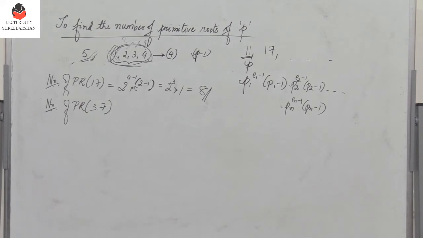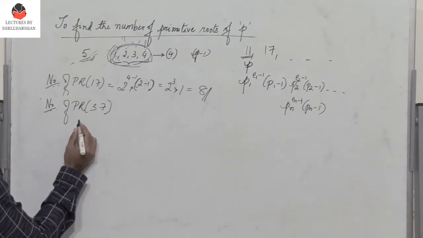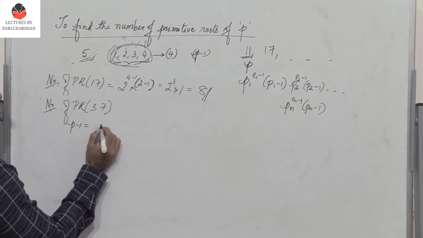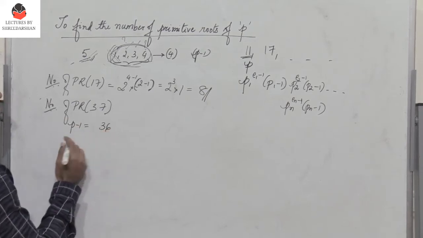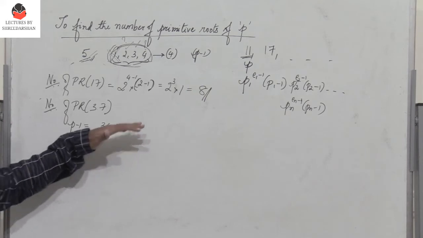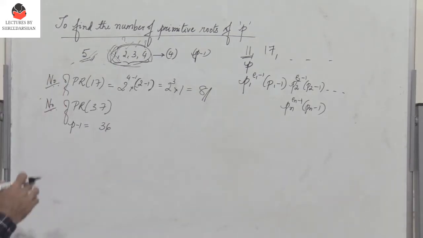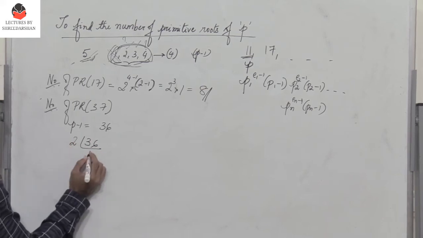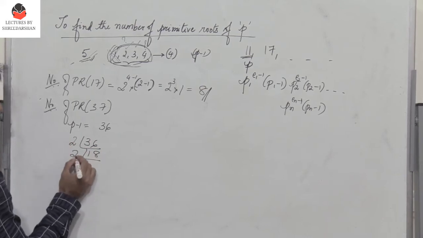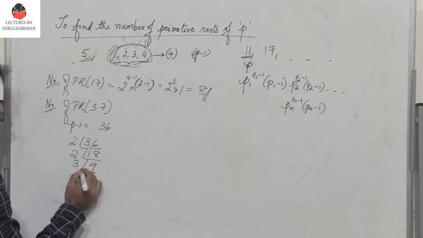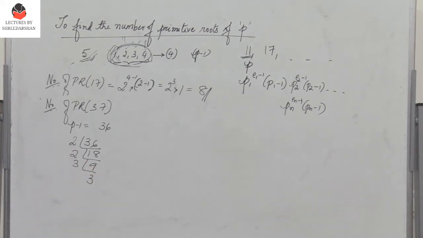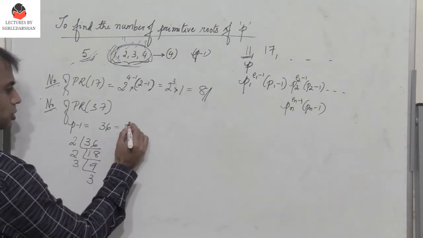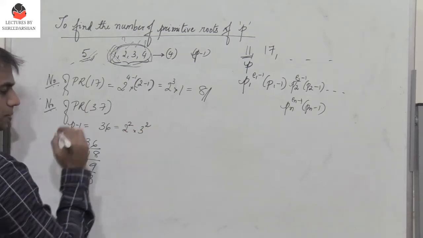Okay, so to find how many primitive roots there are for the given prime number 37, you consider P minus 1. So what is P minus 1? It is 36. We have to represent 36 as a product of prime powers. So you go on dividing 36 by prime numbers. Let me start with 2, I get 18. Again 2, I get 9. Then 3, you get 3. So 36 can be written as 2 square into 3 square.